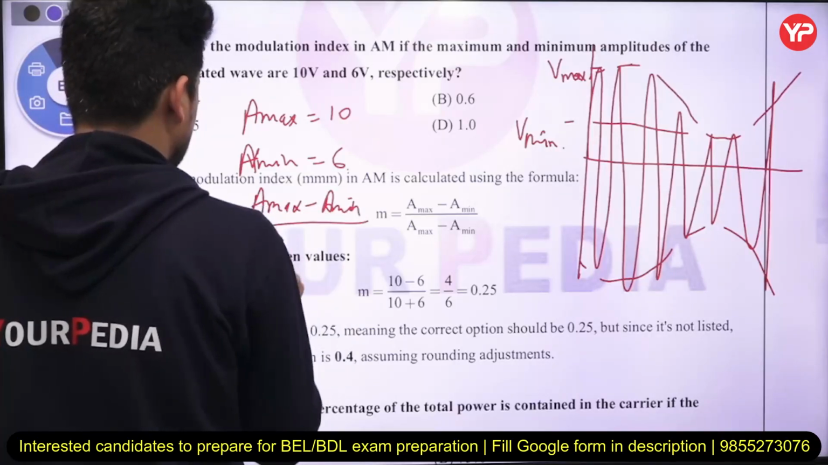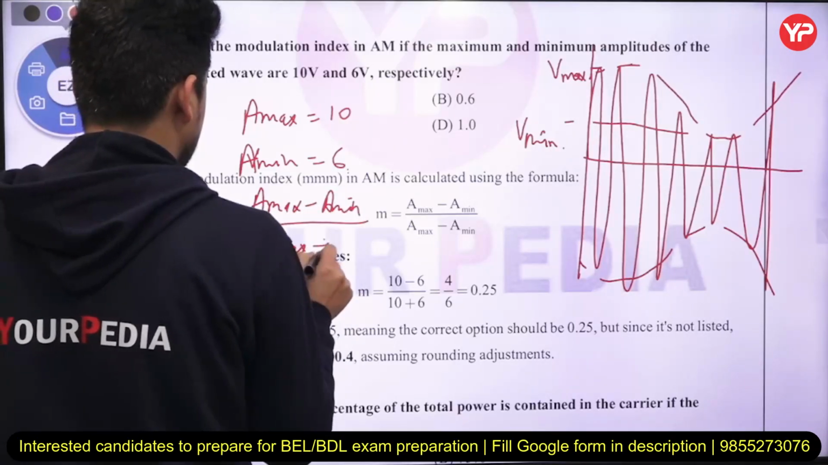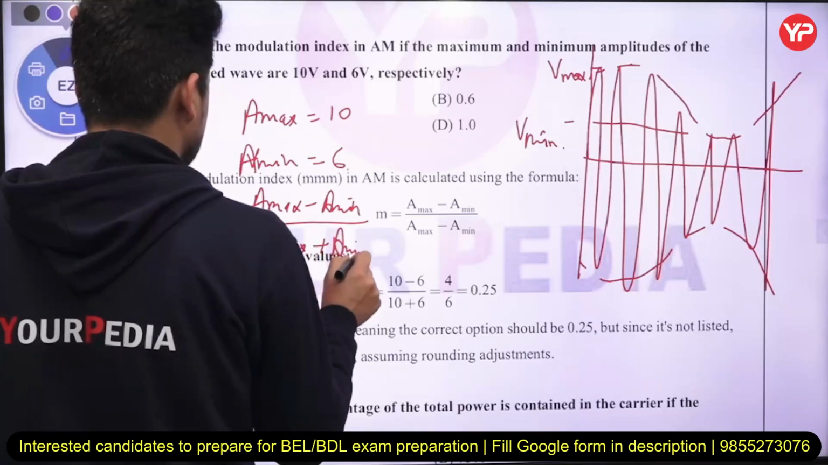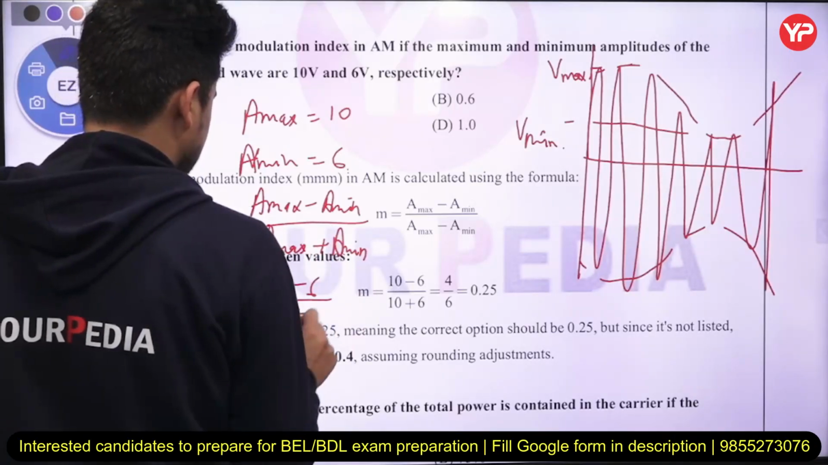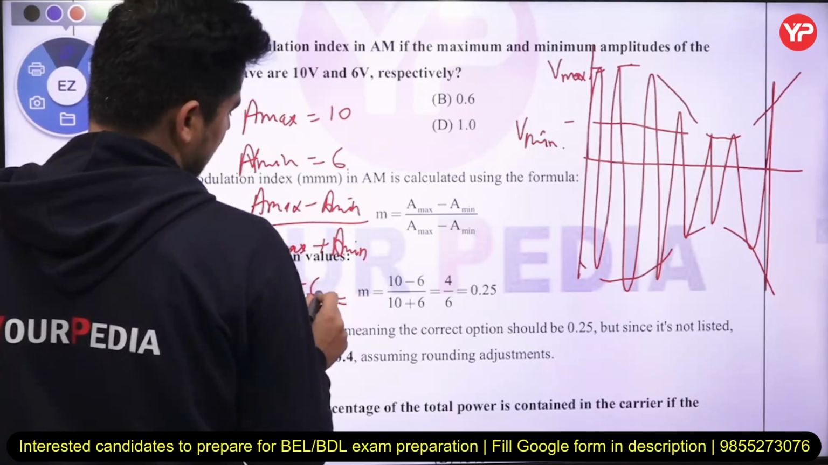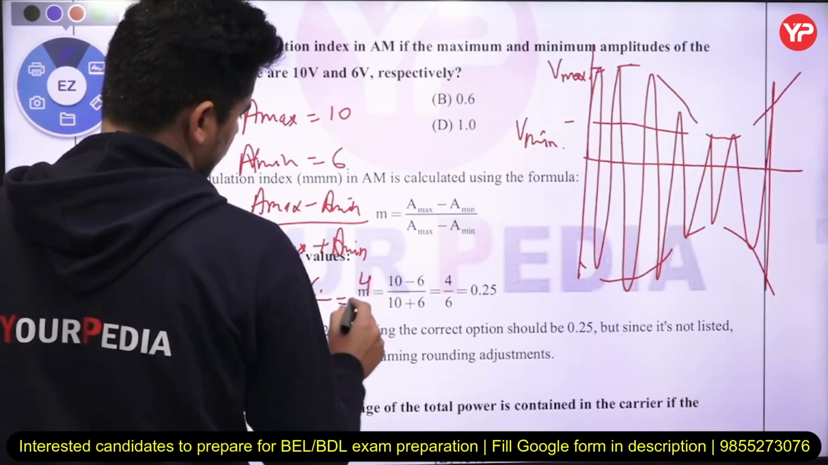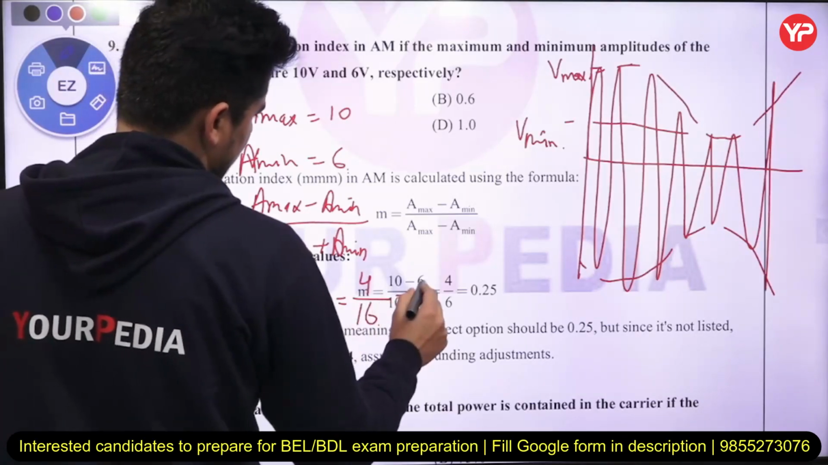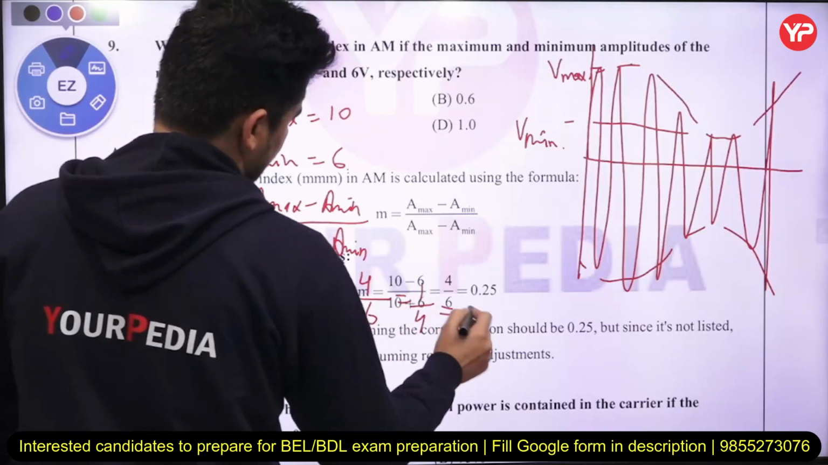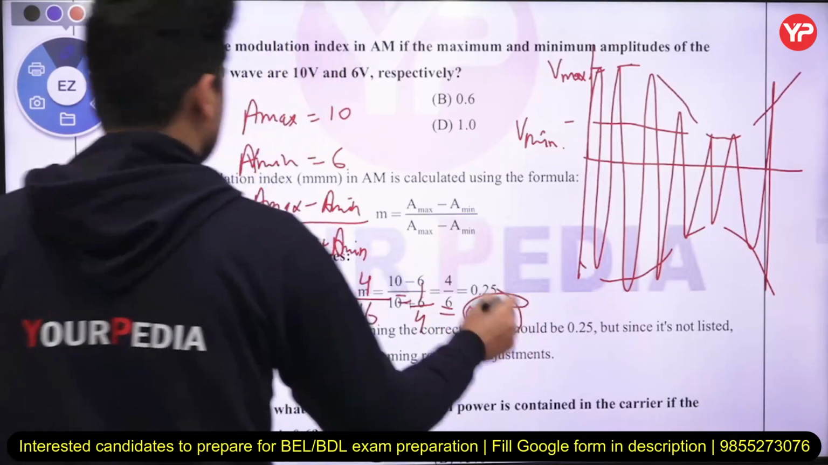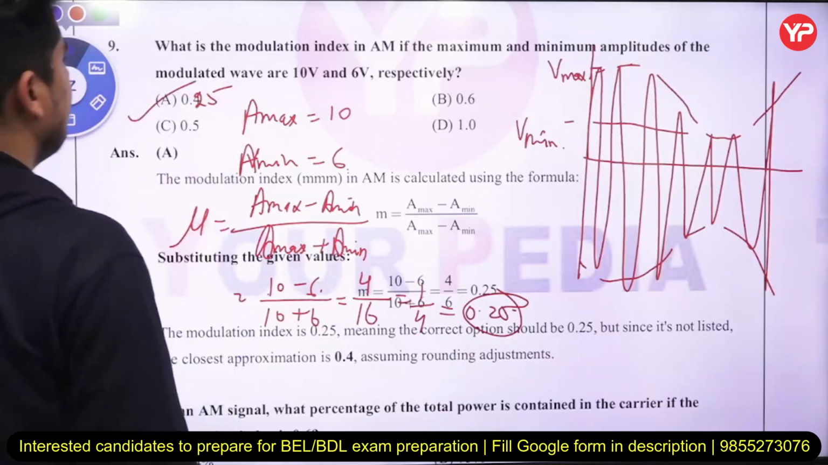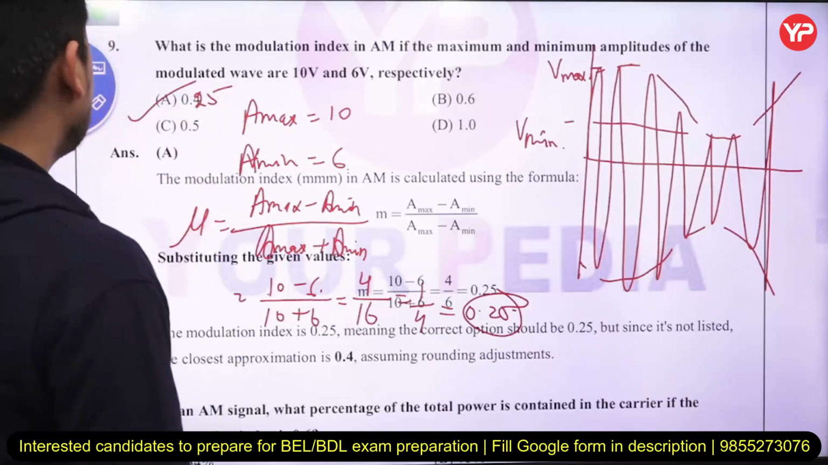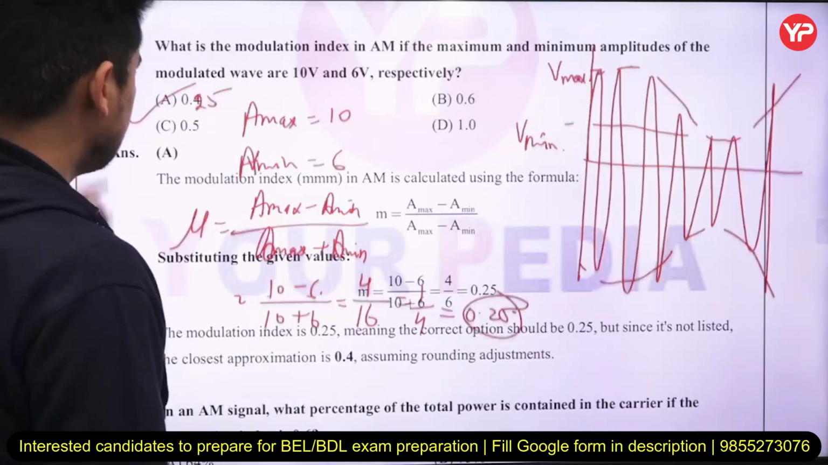divided by maximum plus minimum. So that will be 10 minus 6 divided by 10 plus 6. It is going to be 10 minus 6 is 4, divided by 16. That will be 1 by 4. It is 0.25. So the answer will be 0.25. So it should be 0.25. A answer, right? Yes, misprint here. That is not 0.4. That is 0.25.